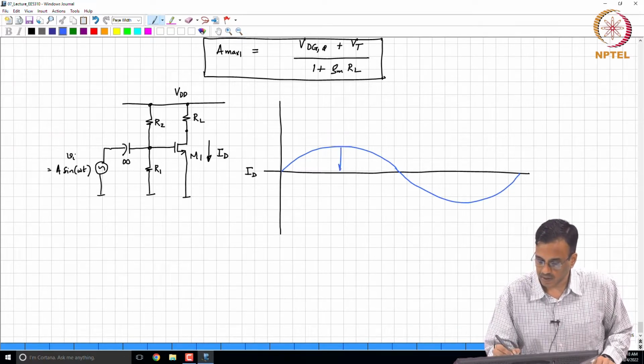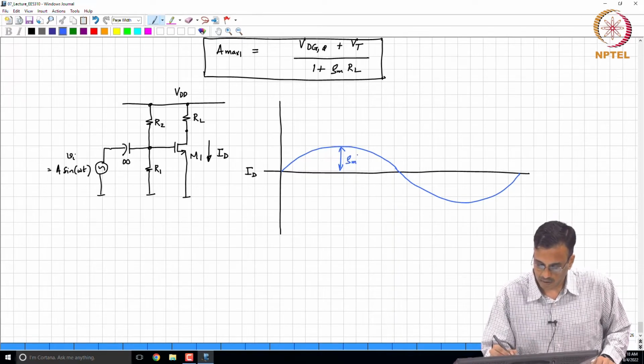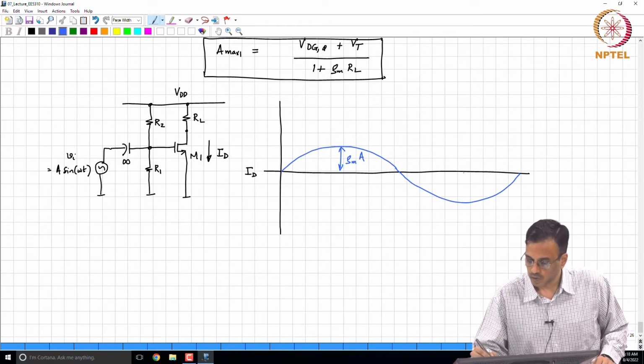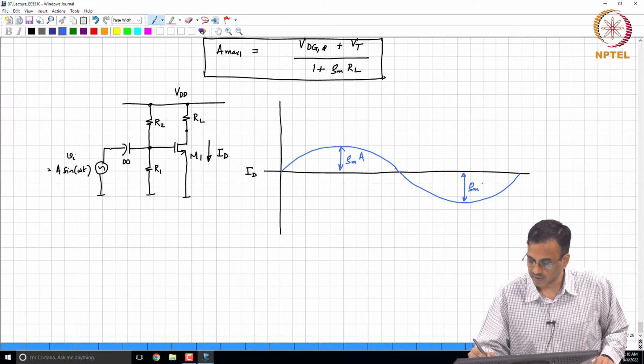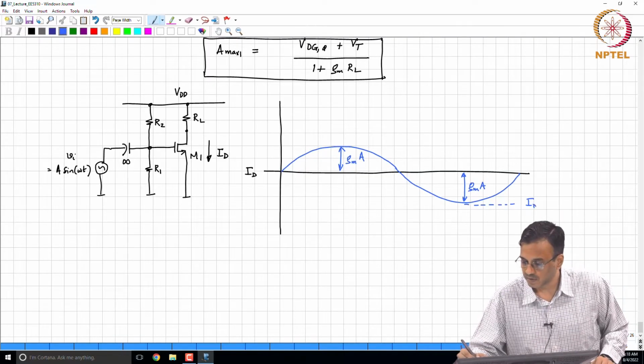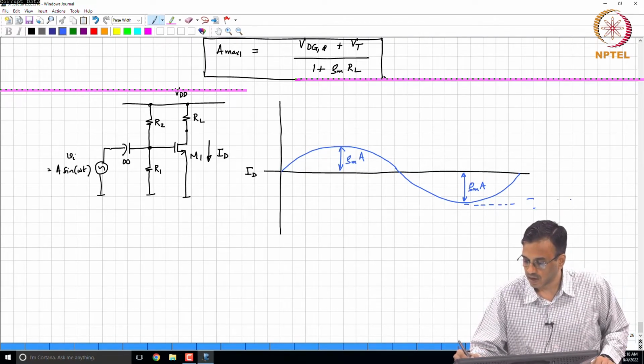In the positive half of the input cycle, the current was doing this, and this is basically Gm times A. So, in the negative half of the input cycle, this will be ID minus Gm times A. So, what is the minimum current? ID minus Gm times A.